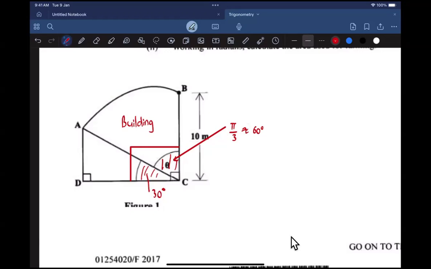How are you feeling? Well, there is pressure. Now they want you to work in radians, so I will show you how to answer the question in radians.